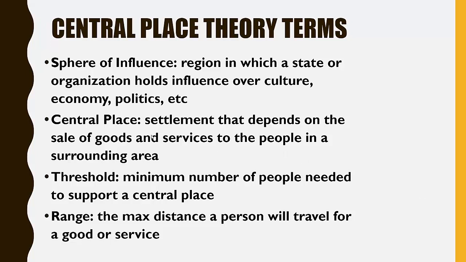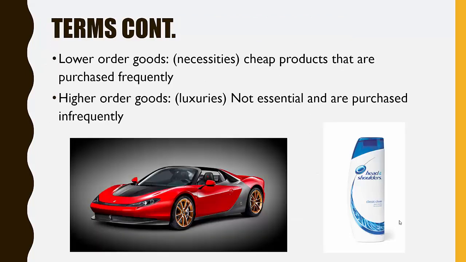Okay, so again, central place is a city. Sphere of influence is how far its influence reaches outward from the city itself. How do we determine that? By determining the threshold and range of that central place. Now, one last thing. Not only can you determine a threshold and range for every central place, you can actually do it for every business in that community as well. So this is a powerful tool that can be used.